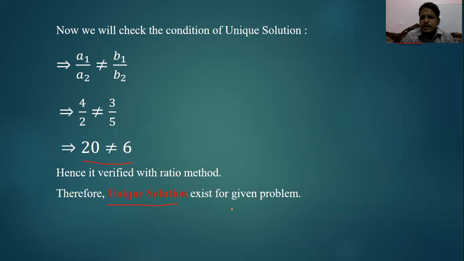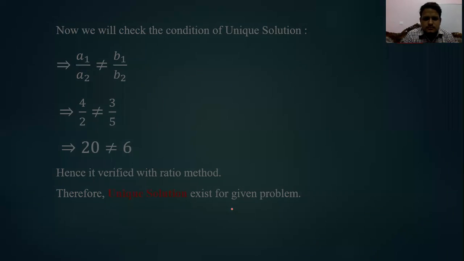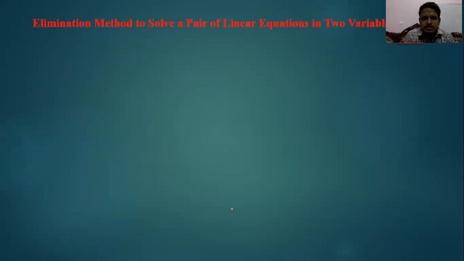Now we'll move to the next method, that is the elimination method, and this is a very important method. So please concentrate on this. Elimination method to solve a pair of linear equations in two variables. We have a pair of linear equations, that is a1x plus b1y equal to c1 and a2x plus b2y equal to c2. Now for the elimination method we follow certain steps.